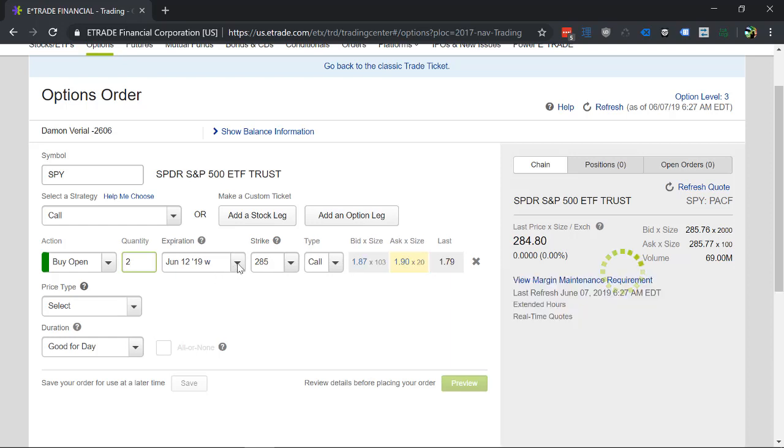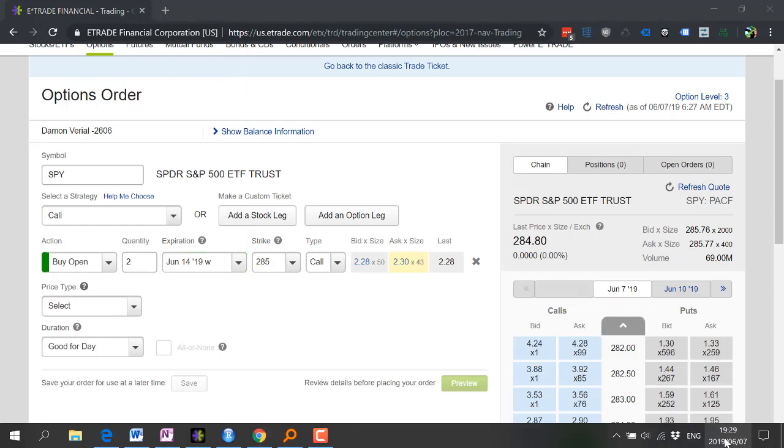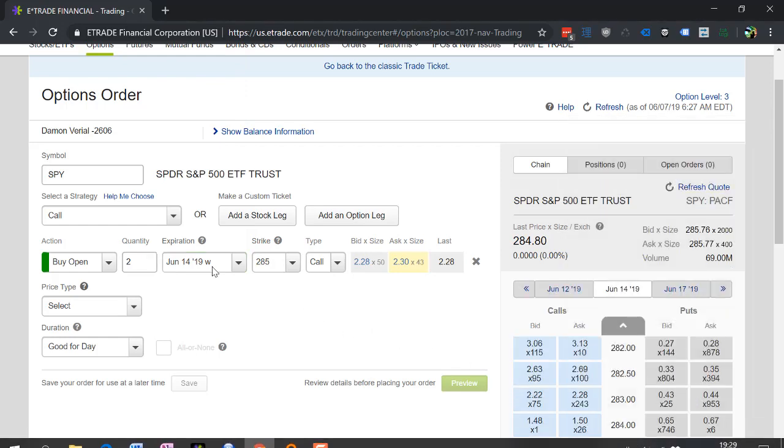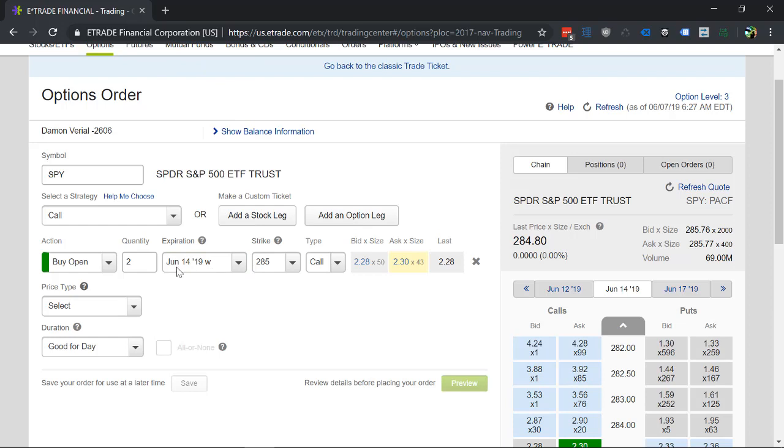And we need to choose the expiration date. So we'll just go with, whatever, the weeklies. Is that right? Yeah. So that's actually a monthly as well. So we're going to go with the expiration date of June 14, 2019. And whatever strike price you want.